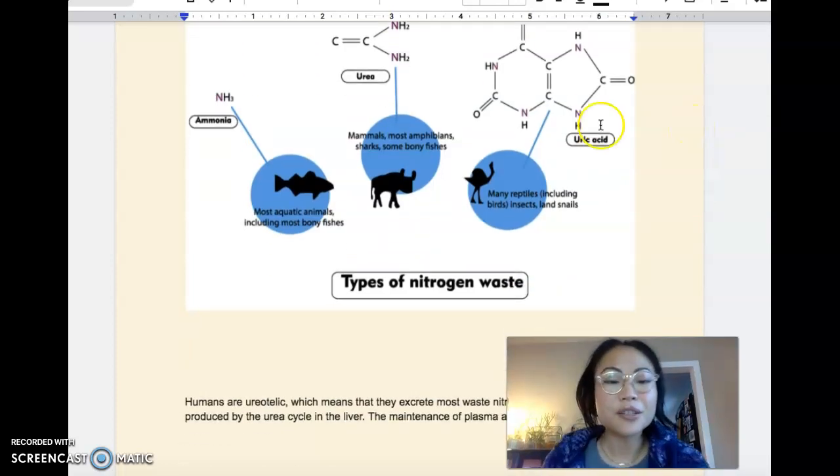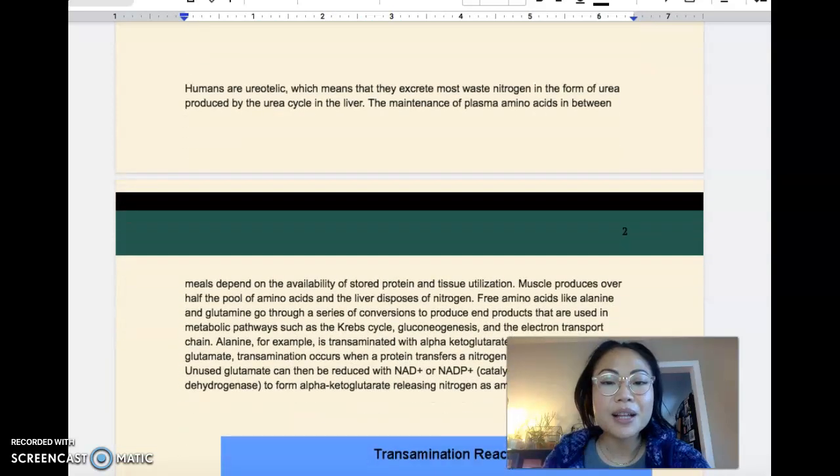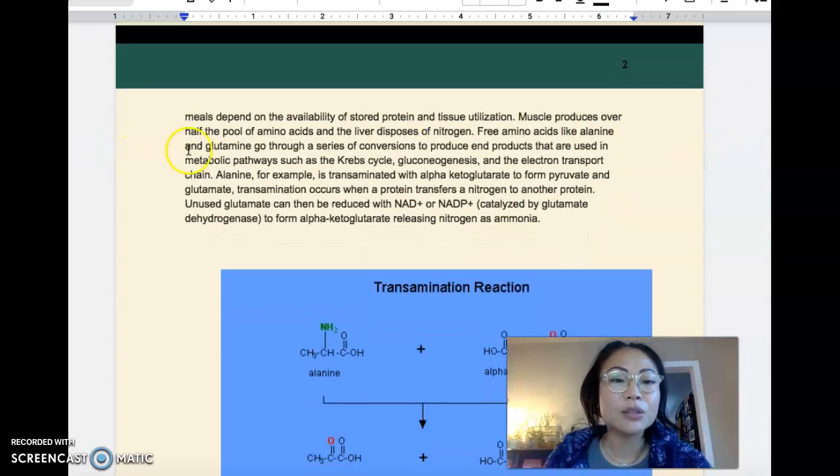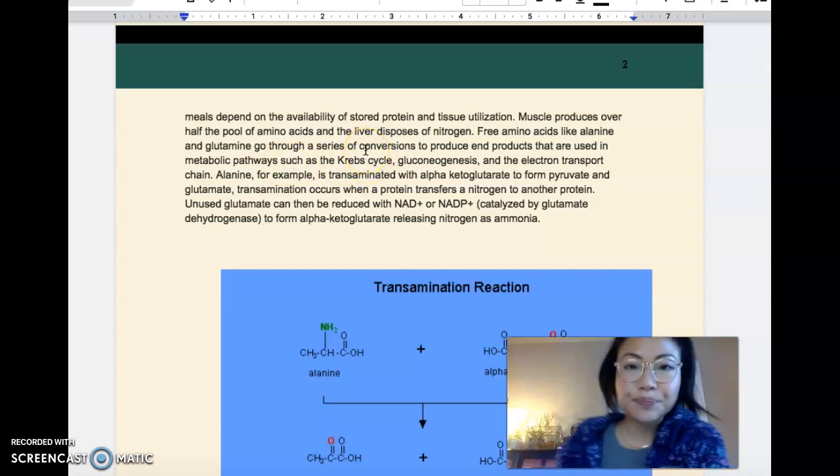So humans are considered ureotelic, which means they excrete most nitrogen in the form of urea produced in the urea cycle. The maintenance of plasma amino acids in between meals depends on the availability of stored protein as well as what we use. Muscle produces over half the pool of amino acids and the liver produces nitrogen. Free amino acids like alanine and glutamine go through a series of conversions to produce end products that are used in metabolic pathways such as the Krebs cycle, gluconeogenesis, and the electron transport chain.